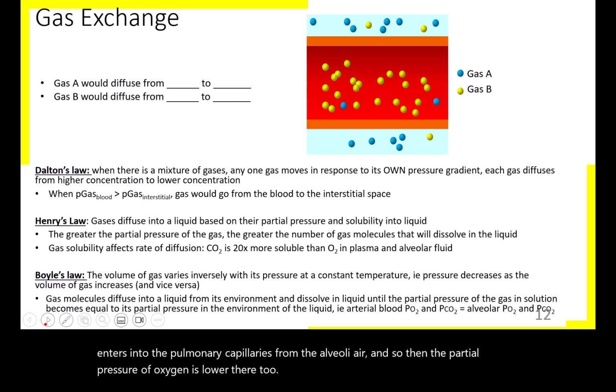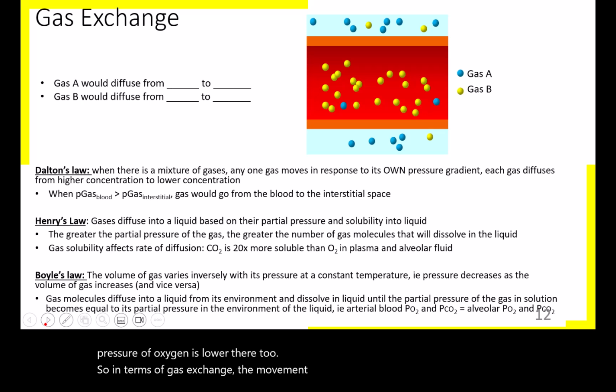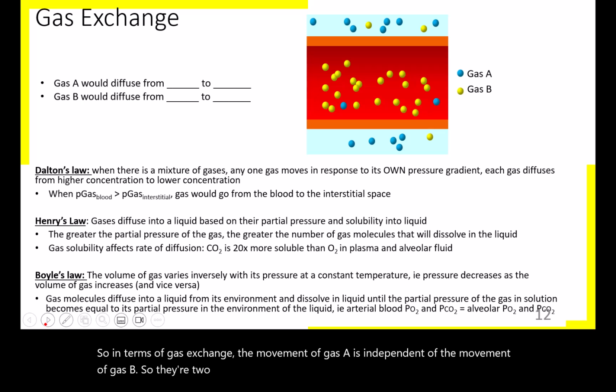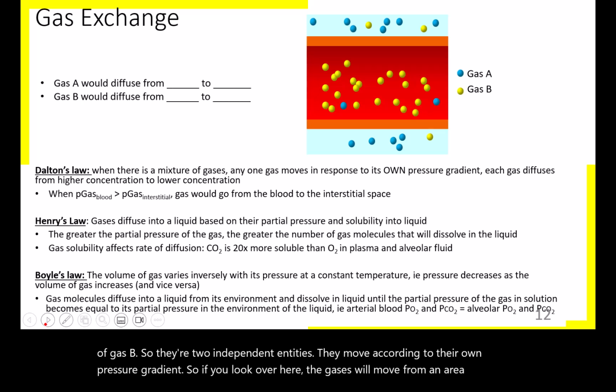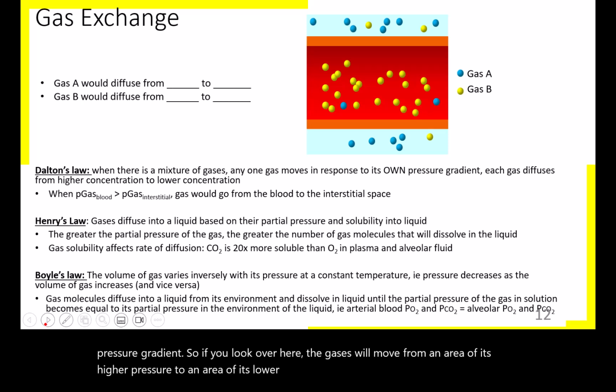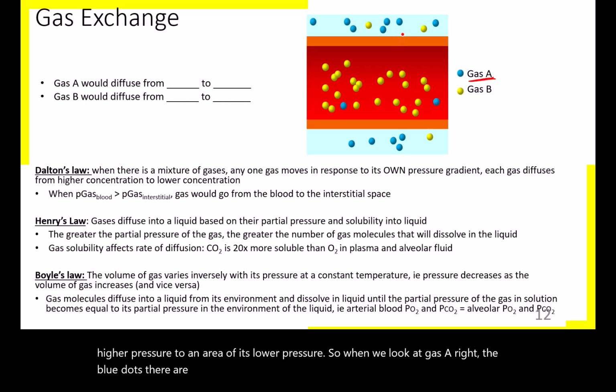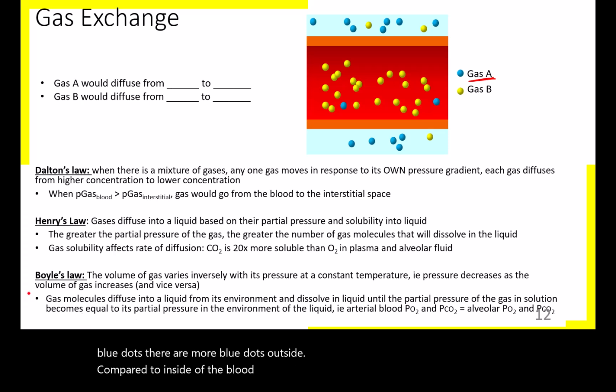In terms of gas exchange, the movement of gas A is independent of the movement of gas B. They're two independent entities, and they move according to their own pressure gradient. The gases will move from an area of higher pressure to an area of lower pressure. When we look at gas A, the blue dots, there are more blue dots outside compared to inside the blood vessels, and so gas A would move from outside into the capillaries, from outside to blood.